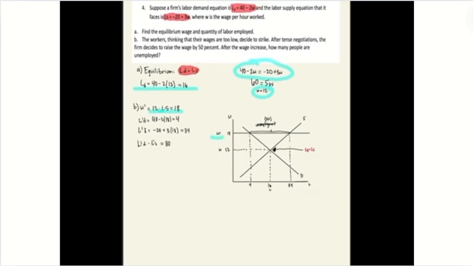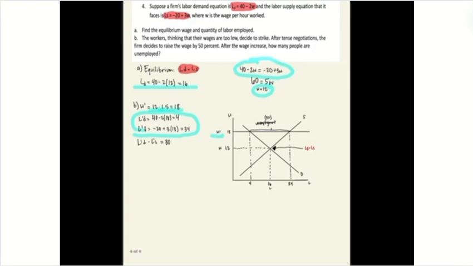Next, you're going to plug the new wage into the old formulas, causing it to have the new LS, which is going to be right here, and LD, and that's going to be 34 and 40. If you do the subtraction, which this is wrong, it should be LS minus LD, and that's going to be 30, because 34 minus 40 is going to be 30, and that's going to be your total for unemployment.